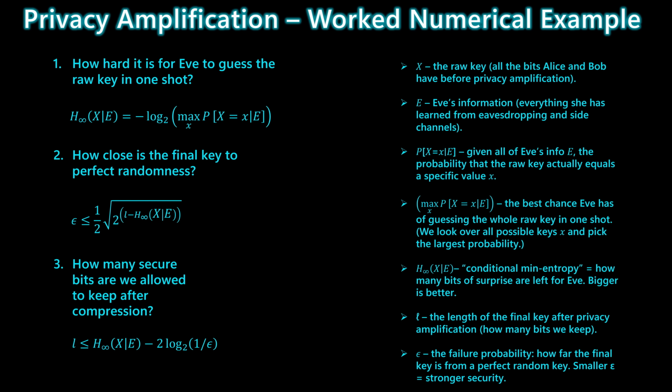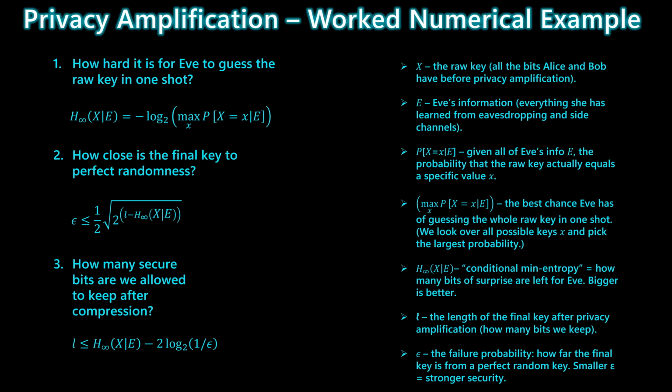The output key must always be shorter than the raw key, because the compression removes statistical patterns and eliminates information Eve could exploit. The amount of compression is determined directly by the minimum entropy and the security level we choose. If we require stronger security, we must compress more aggressively, and the final key becomes shorter, but also dramatically more secure. Together, these three relationships define the entire logic of privacy amplification.